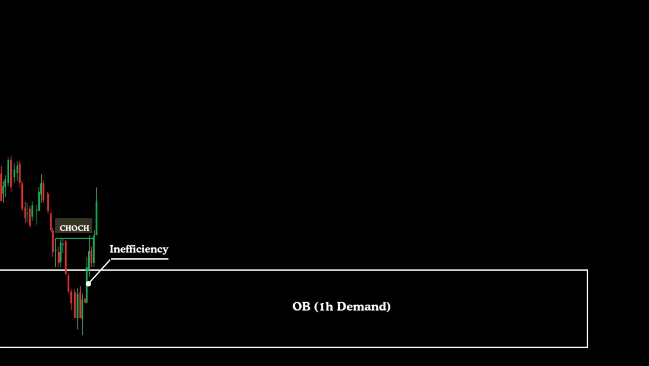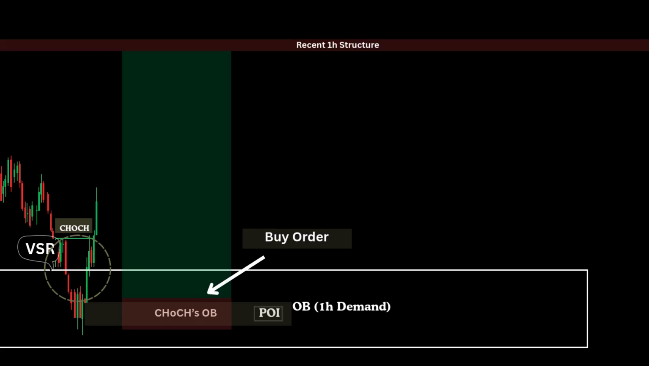Trade setup and execution. With these confluences aligned, our confidence in this trade setup is high. We place a buy order at the identified point of interest. Our stop loss is positioned a few pips below the lowest point of the zone to maintain proper risk management. Our take profit target is set near the recent major 1-hour structure, a critical level where price is likely to reach. By clearly defining our entry, stop loss, and take profit, we establish a disciplined and well-planned trade.